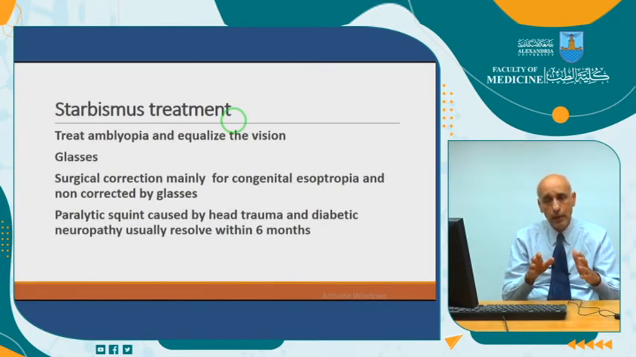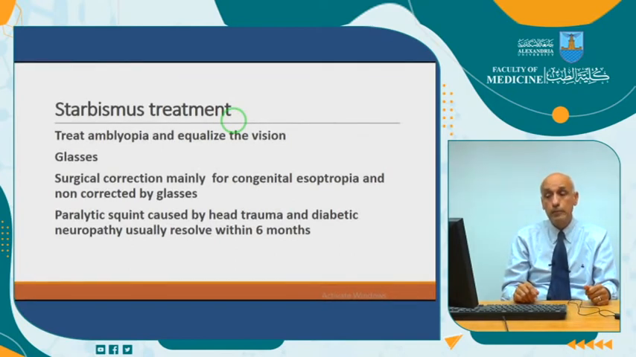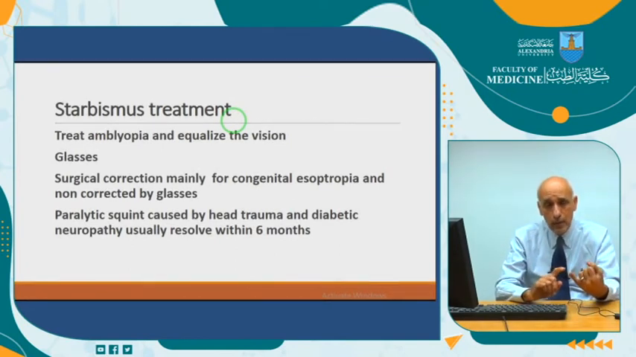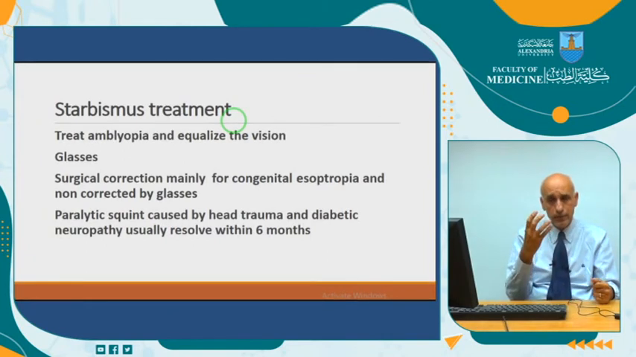Or do we have to go immediately to surgery? So we have number one, glasses. This is the first line of treatment of any case of squint. Glasses, why? Because you have to correct the vision presented to the eye.